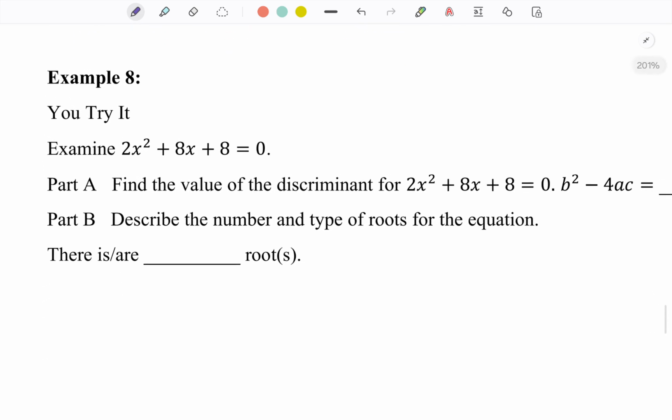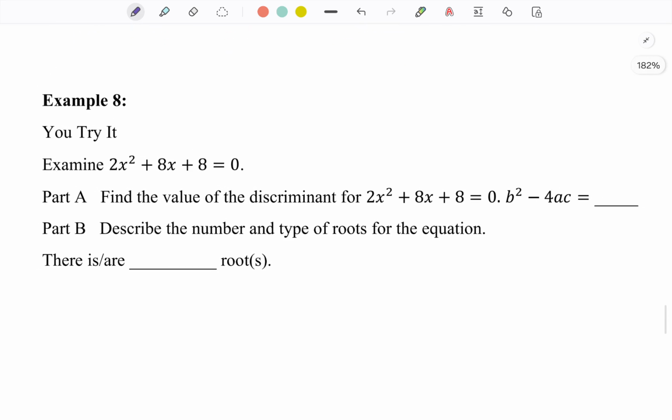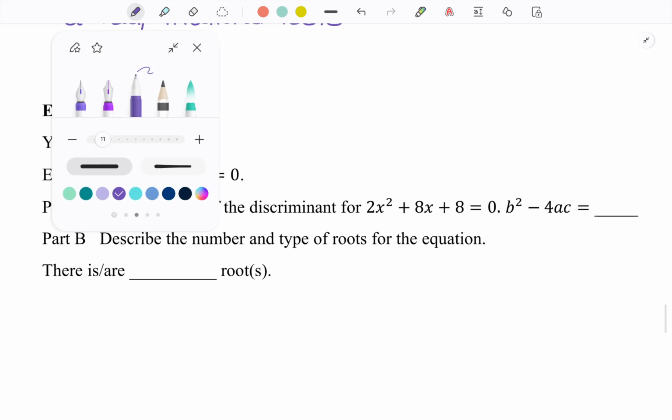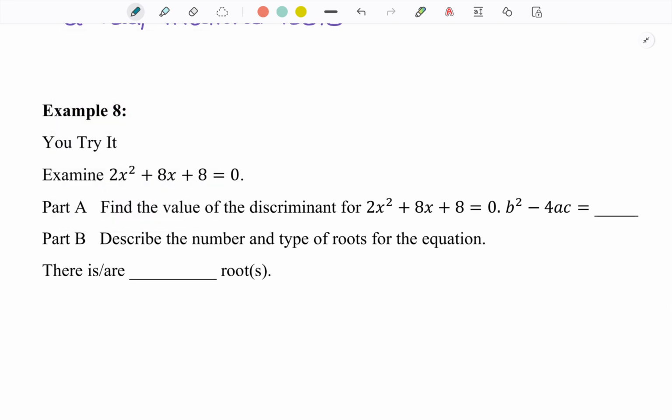So now I want you to go ahead and try it on example 8. Make sure you identify what everything is, and remember, we're just using what is underneath the radical. So go ahead and try this on your own. So pause the video and then hit play when you're done to see how you did.